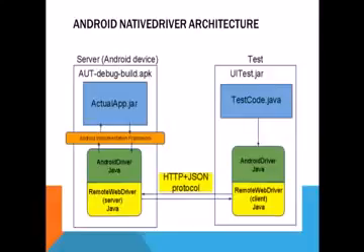Let's talk about the Android native driver architecture. Here we have two columns. The left is for the Android device and the right is the test. Let's call it our controller. So how do the controller and the server, or device or emulator, whatever you say, communicate? In the test, there is test code.java. It's directly interacting with the Android driver Java. It has one component, the remote web driver client Java.